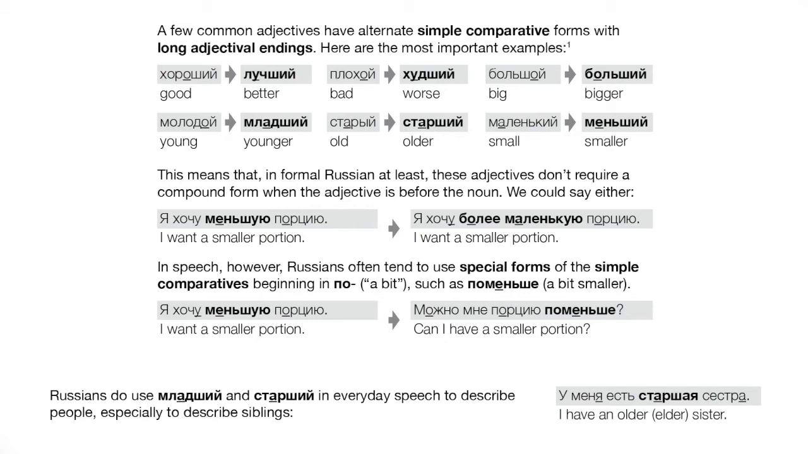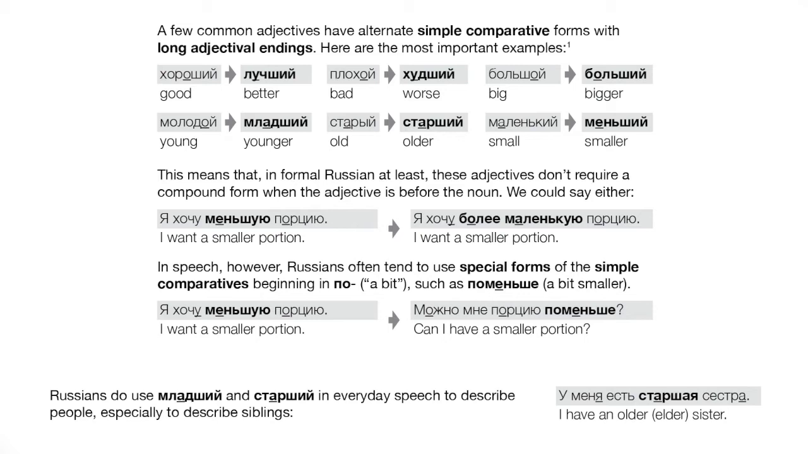And so here there are 6 of these that are quite common, right? Плохой gives худший, большой больший, молодой младший, старый gives старший, and маленький gives меньший. Okay, so some of these are extremely common, like младший and старший, right? Because those are used so often to talk about siblings and things like this.